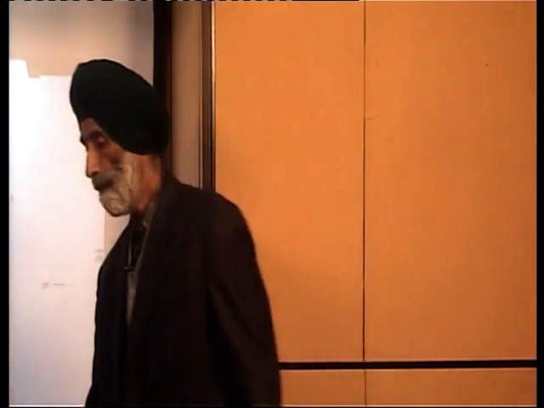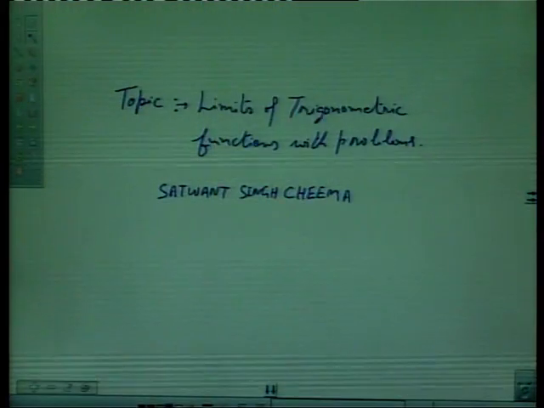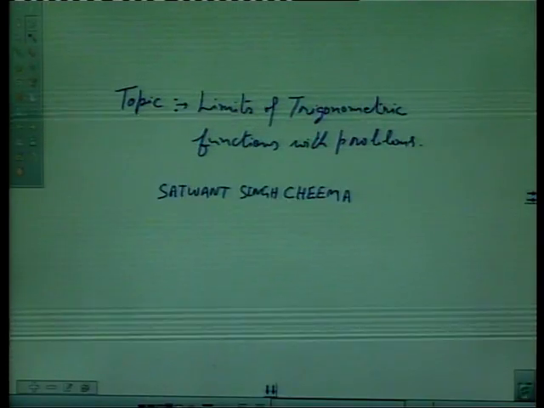Today our topic is functions and their limits and problems. But today our topic is only for trigonometric functions. Here we will discuss only limits of trigonometric functions and we take relevant problems with these trigonometric functions. So, first of all we start with limits of trigonometric functions.